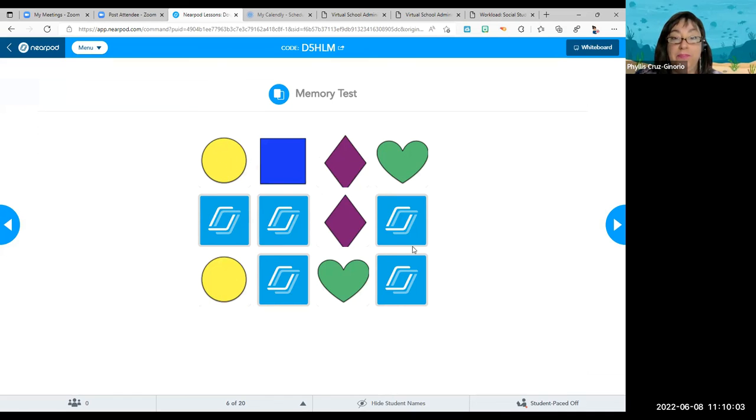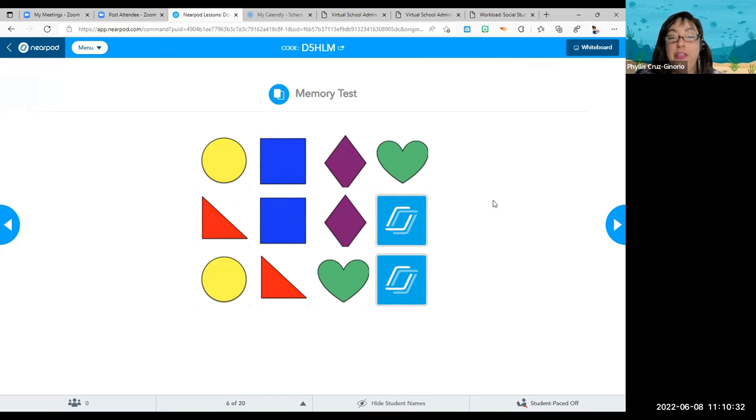Let's try another one. Oh, there's that square again. What's that? That's not a square. Ooh, recognize it? Yeah, there's our square. Four sides, four vertices, all the same size. They're all equal, exactly the same. Oh, there's our triangle. We matched it up. Look at that. Three sides and three vertices.